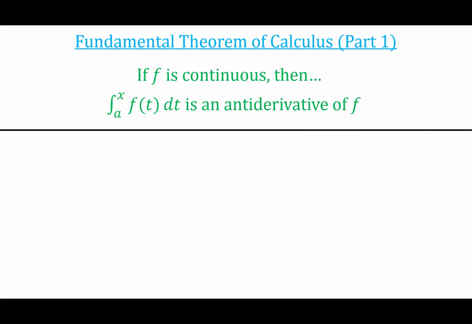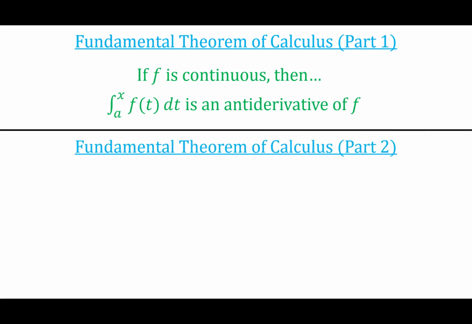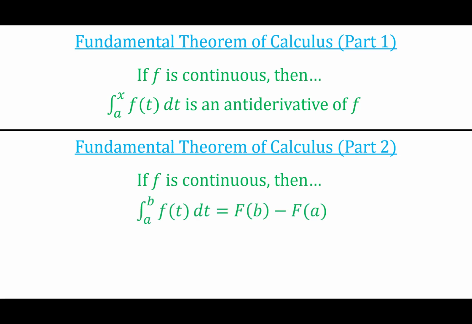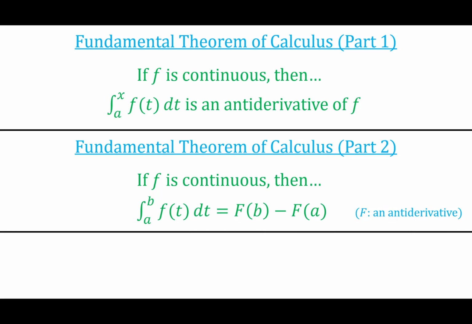Alright, the fundamental theorem of calculus part 2. What that said was if f is continuous, then the definite integral of f of t dt from a to b is equal to our antiderivative evaluated at b minus our antiderivative evaluated at a. In other words, the area under the function f from a to b, we can find by just taking our antiderivative, evaluating it at b and a, and subtracting the two. So that's a little bit of review from the last section, but let's introduce some new notation now.